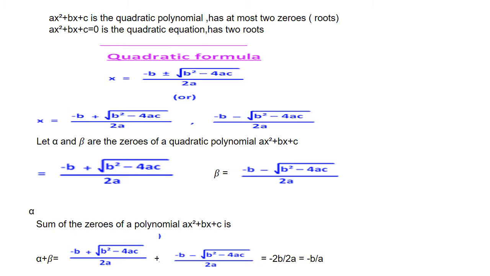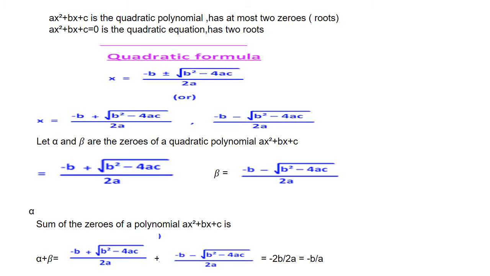Now ax square plus bx plus c is equal to 0 is the quadratic equation. It also has two roots. What is the quadratic formula here? x is equal to minus b plus or minus under root of b square minus 4ac by 2a. So two values of x are given here. One is x is equal to minus b plus under root of b square minus 4ac by 2a, and x is equal to minus b minus under root of b square minus 4ac by 2a.